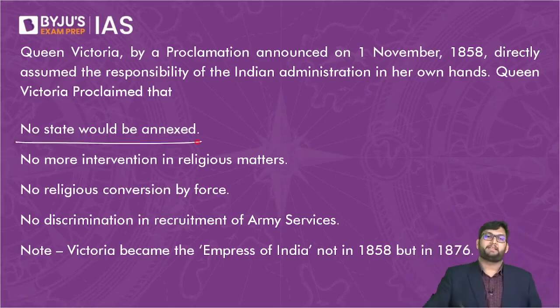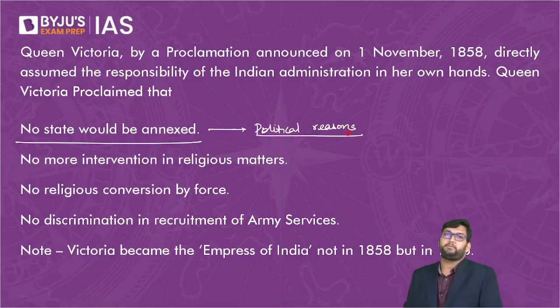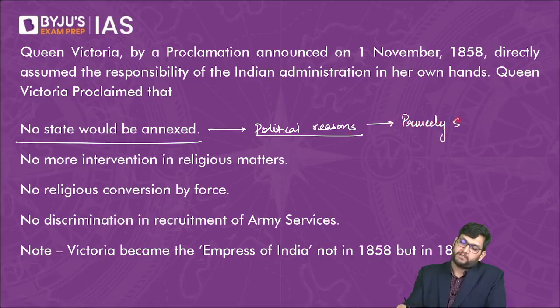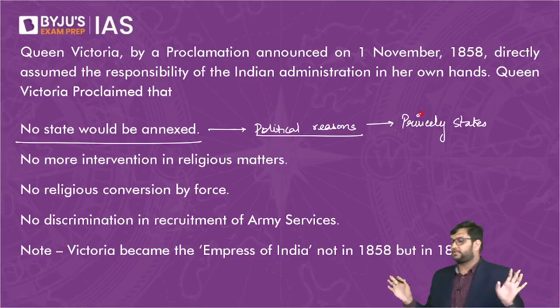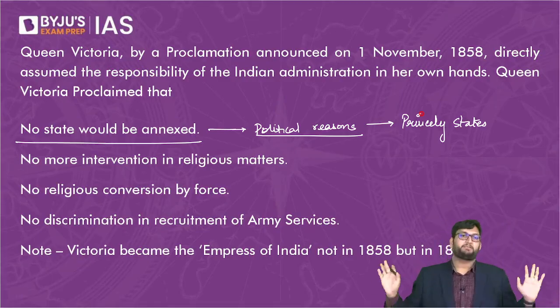No state should be annexed. So this basically shows the political reasons for the revolt of 1857. Think of them as British telling us how did they see it as an event. So political reasons, we will not annex any state. So basically the concept of princely states comes into rise, that whatever was annexed, now we will not touch anybody. You will be there as princely states. I will discuss paramountcy with you later, but it's about the princely states being there.